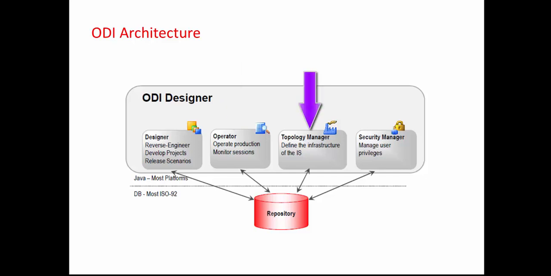Then the topology manager. Topology manager is the place where we create the connections. We have a source and target. Those two should be connected to any RDBMS or any file system. Topology is the place where we create those connections. Then the security manager, as the name suggests, handles all the security related things. It could be adding a user, removing a user, or giving privileges to users. All privileges management can be done in the security manager. All these four components are connected to the repository. The repository can be mounted on a database system.